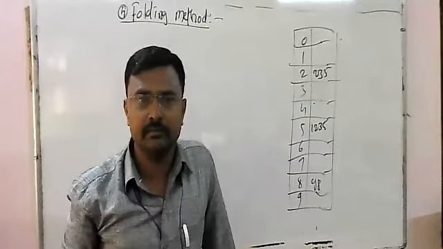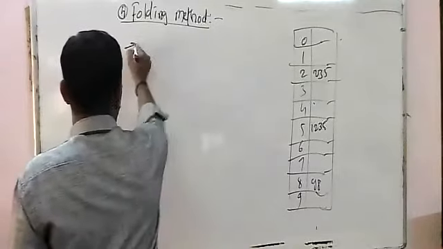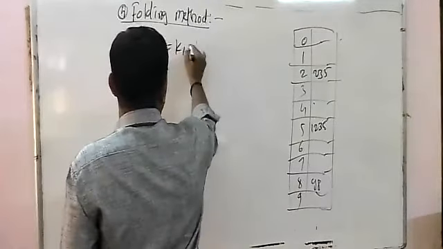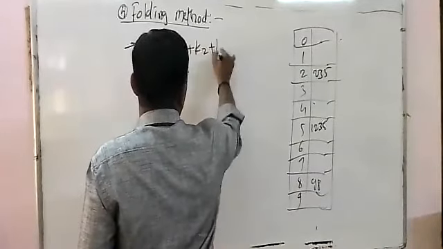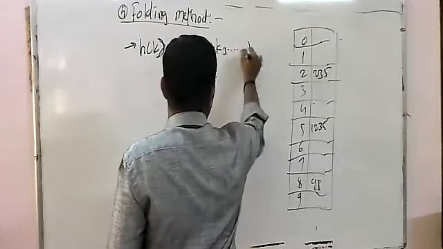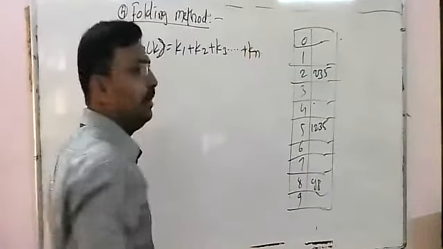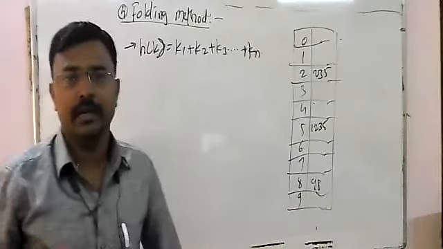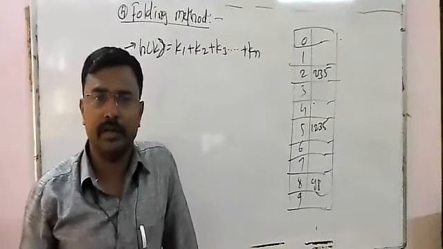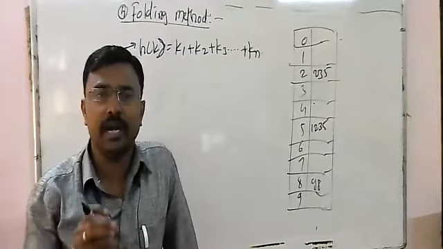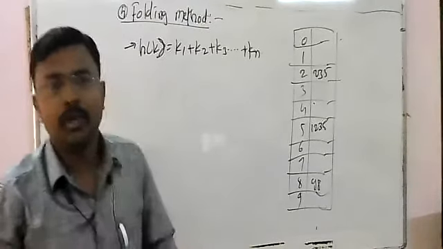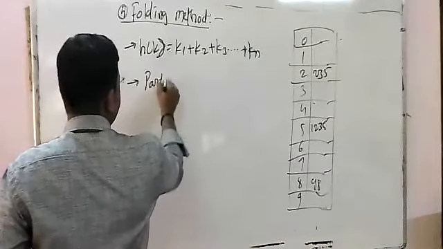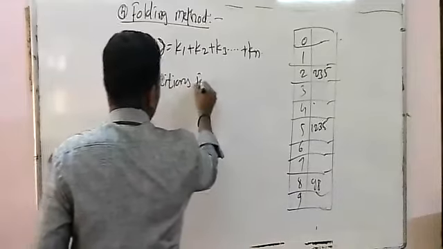Your hash function is calculated by adding different key values from that element. Here, if we are given an element, we first divide the element, or make partitions for the element.